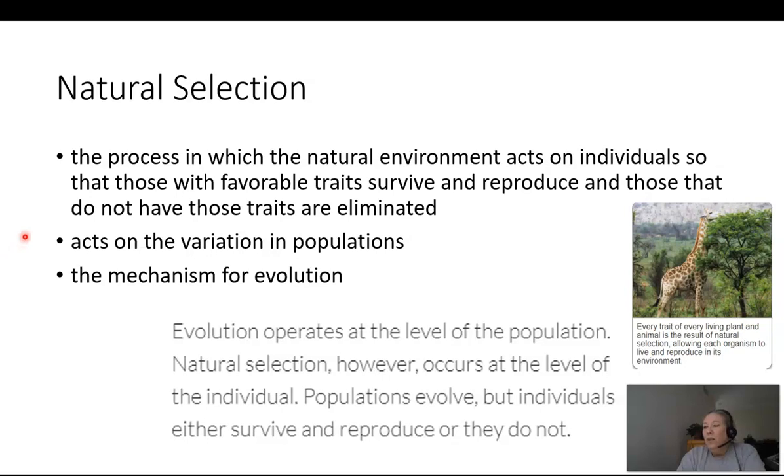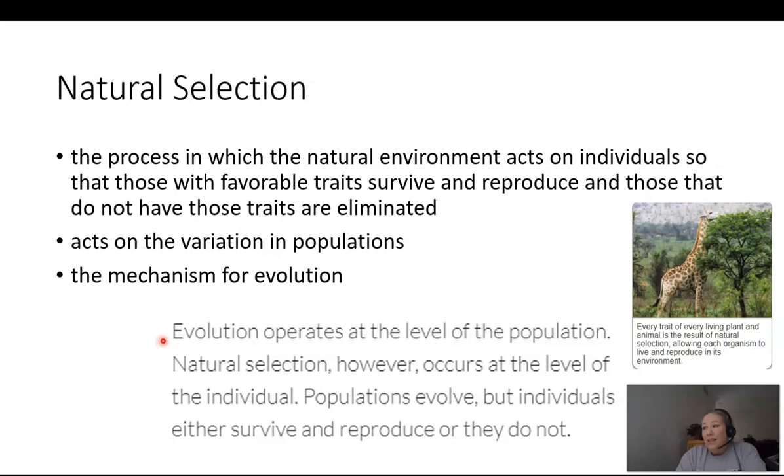All right, so natural selection. This kind of sums up everything that we've been talking about. Natural selection, of course, is the process in which the natural environment acts on individuals so that those with favorable traits survive long enough to reproduce and pass on those favorable traits, and those that do not have favorable traits are eliminated from the population. They don't live long enough to reproduce, and so those unfavorable traits don't get passed on. Natural selection acts on variation in populations, and it is the mechanism for evolution.